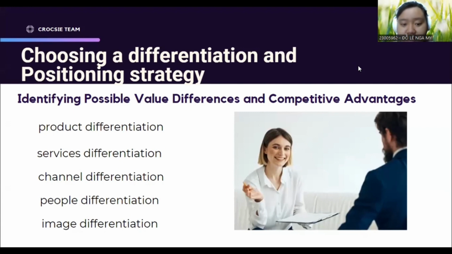To the extent that a company can differentiate and position itself as providing superior customer value, it gains competitive advantage, which is gained by offering greater consumer value, either by having lower prices or providing more benefits that justify higher prices. To find points of differentiation, marketers should think through the customer's entire experience with the company's product or service. It can differentiate along the lines of product, services, channels, people, or image.